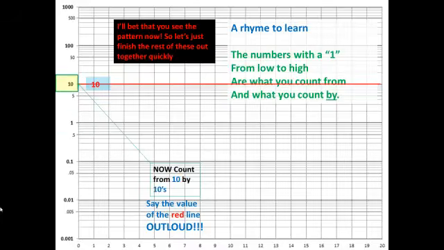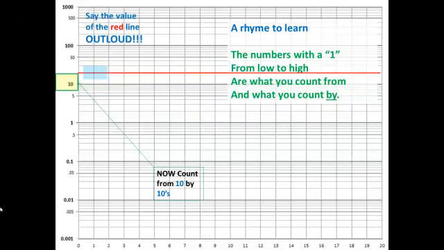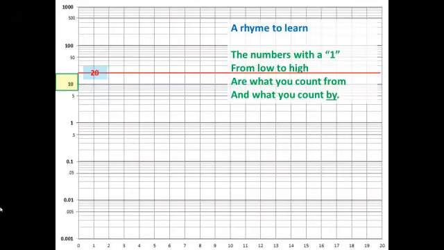And once again, we're at a number with a 1 in it, and it tells us what to count from and by from low to high. So from 10 by 10s, the next line up is, see if you can say this one out loud. Did you say 20? If you did, you got it right.